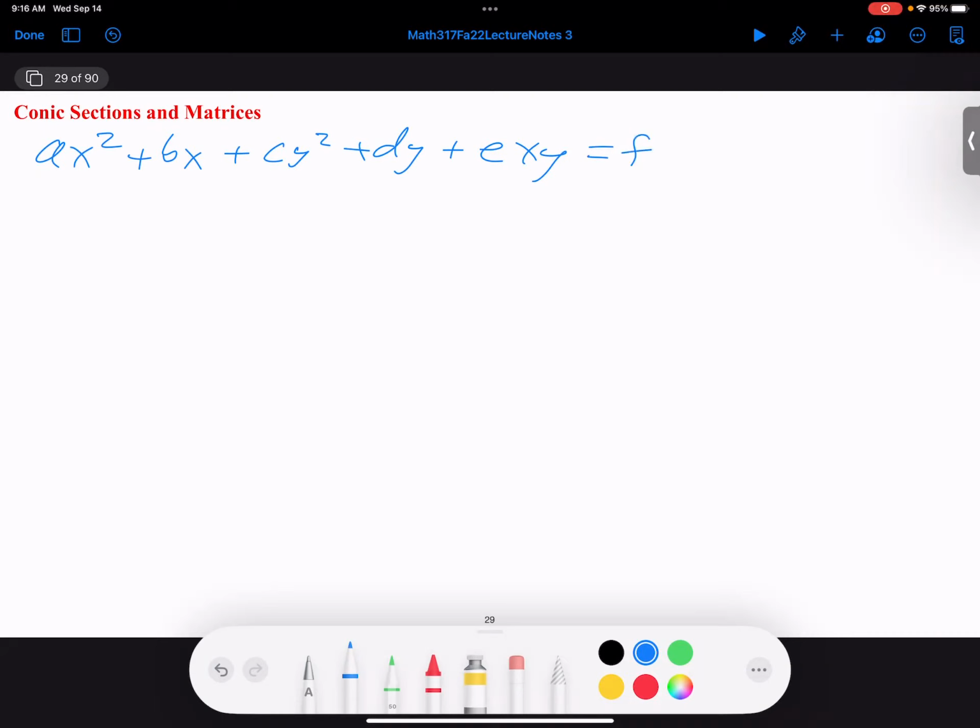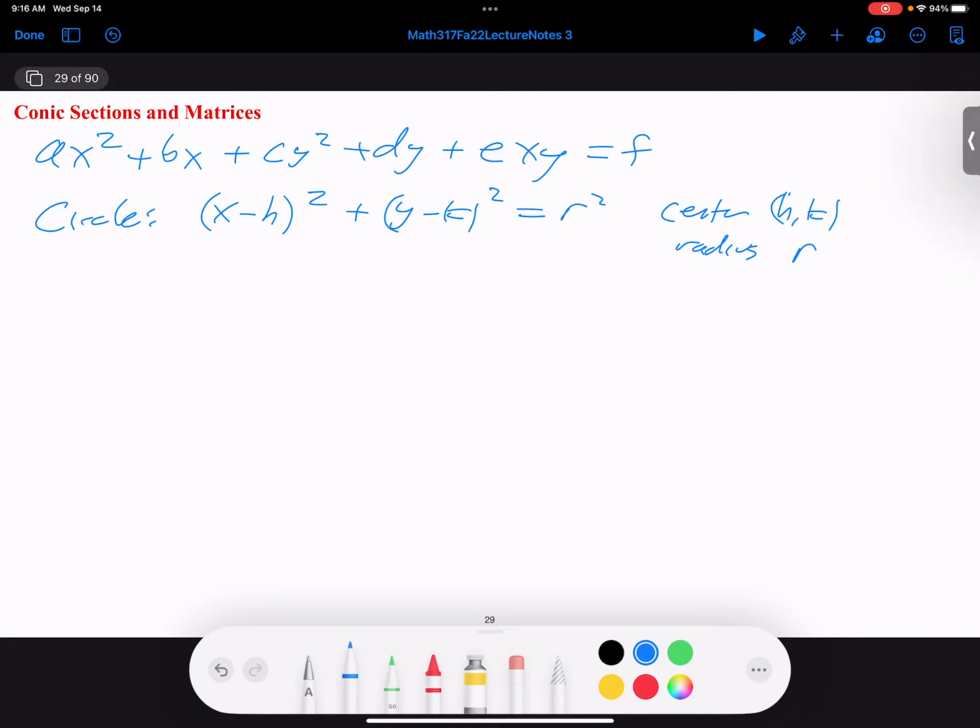Depending on what a, b, c, d, e, and f are, can you determine what kind of conic section this is? And there are certain ones you might remember. The circle: this is (x minus h) squared plus (y minus k) squared equals r squared. So the center is (h, k) and the radius is r. Hopefully we all remember the circle.